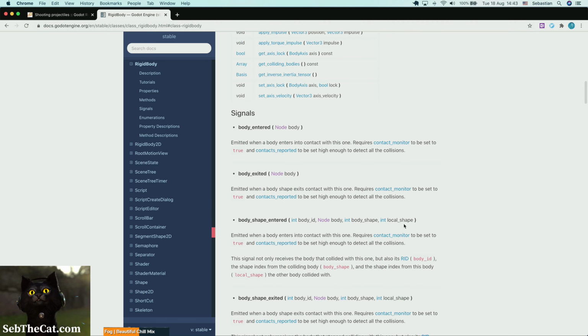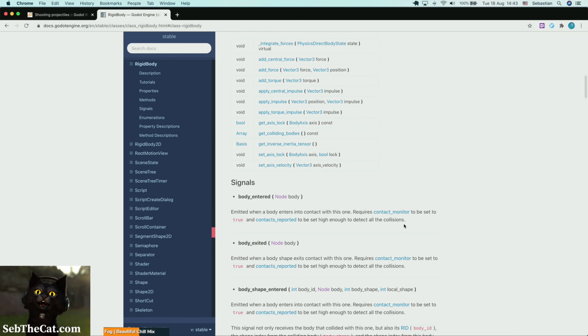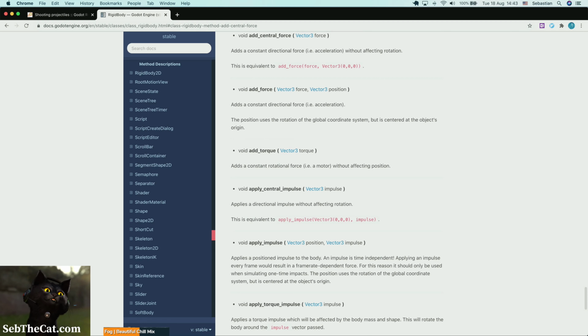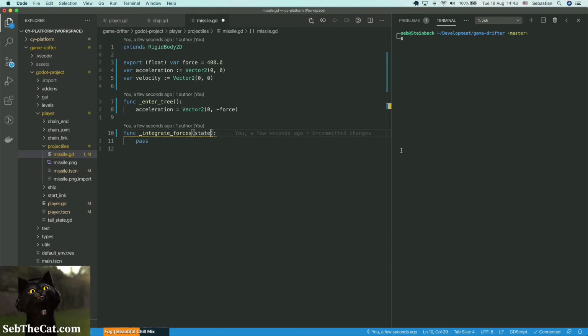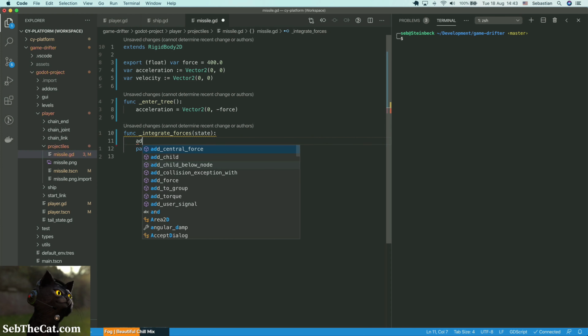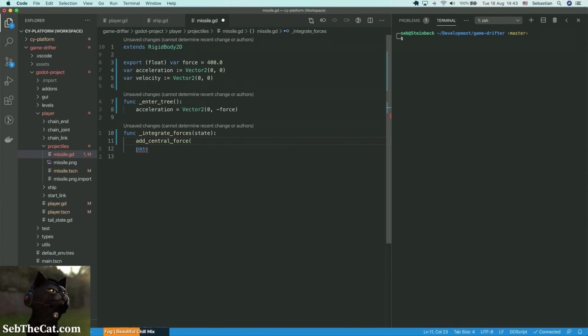Okay, so these are all the signals. I think we just want to apply an impulse. Apply central wave impulse. Or, yeah, no, central force. Okay, yeah. Alright, so here we go. This is pretty easy if that's the case. So, you just say velocity, right?